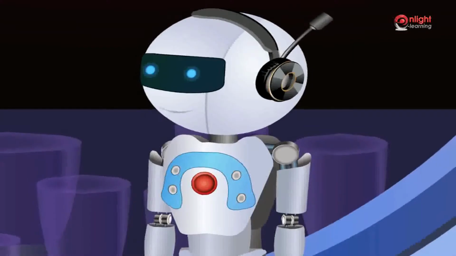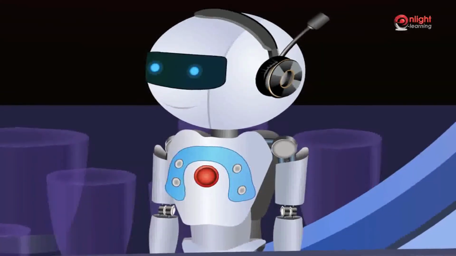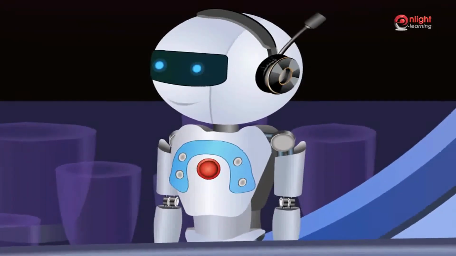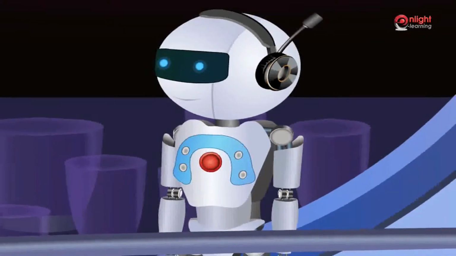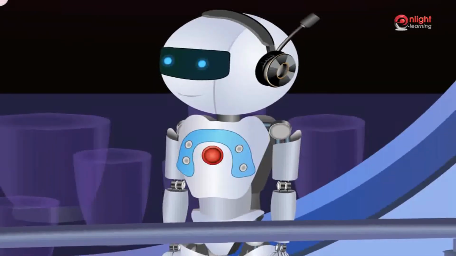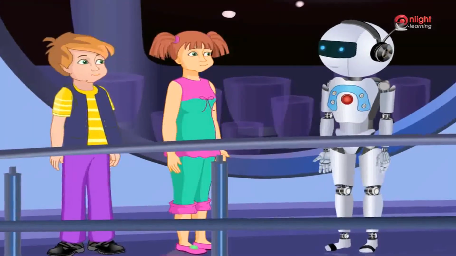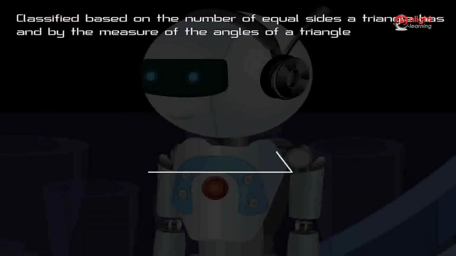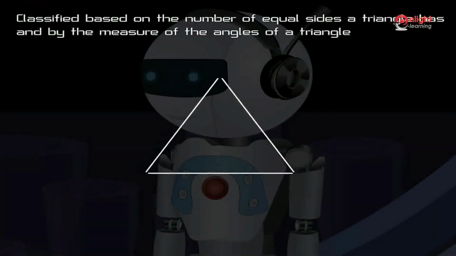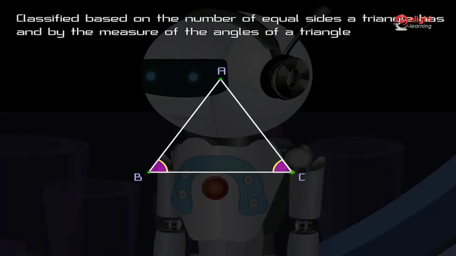Previously, we learned the method of classification of triangles based on the number of equal sides they have and by the measure of their angles. In this section, we will learn about the properties of a triangle. We know that a triangle consists of 3 sides, 3 vertices and 3 angles. Properties of a triangle involve the relation between the 3 angles of a triangle and also the relation between the 3 sides of a triangle.